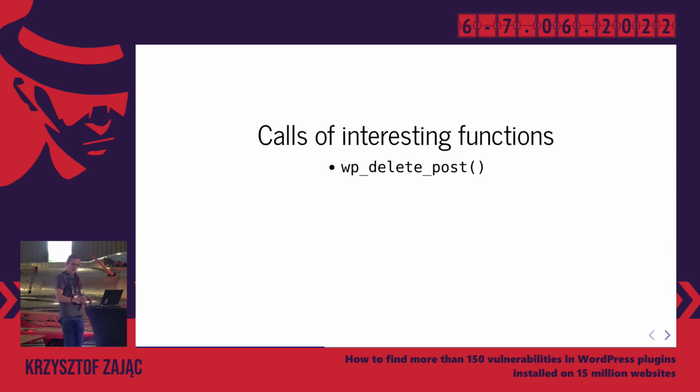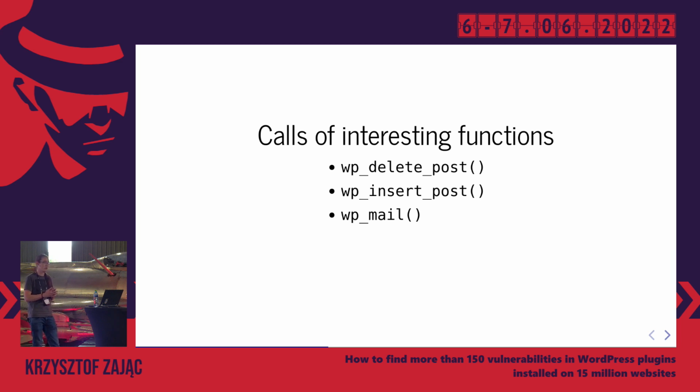The next thing we look for is calls to interesting functions. Because if we have a publicly available API endpoint which removes posts, then it's interesting, because it's a vulnerability. The same for post insertion, if we can create posts on the website. Same for example, sending emails. There are plugins which provide an API endpoint to just send an arbitrary email to arbitrary email address.